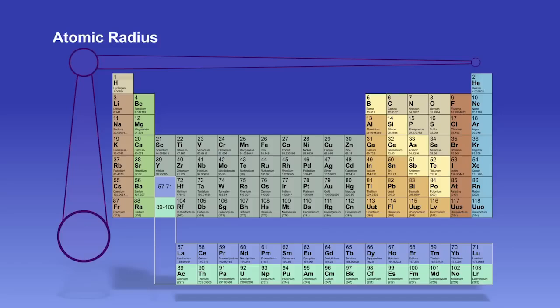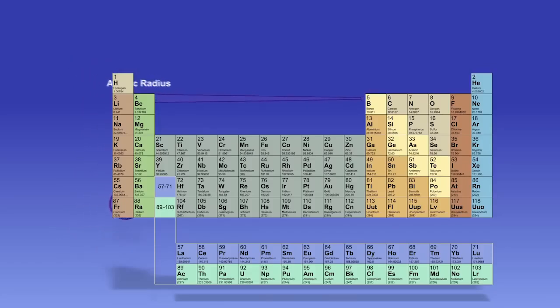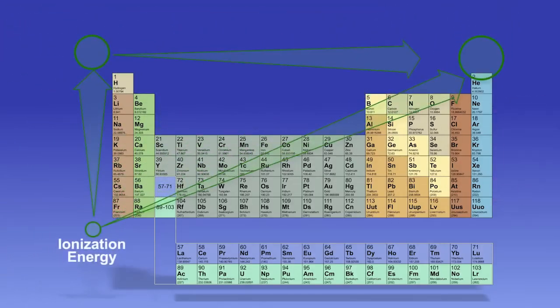As you move from left to right across the groups, the atoms become smaller, decreasing the atomic radius. The opposite is true for an atom's ionization energy, or how readily an electron can be removed from an atom. As you move down through the periods, the ionization energy will decrease. As you move from left to right across the groups, the ionization energy will increase.